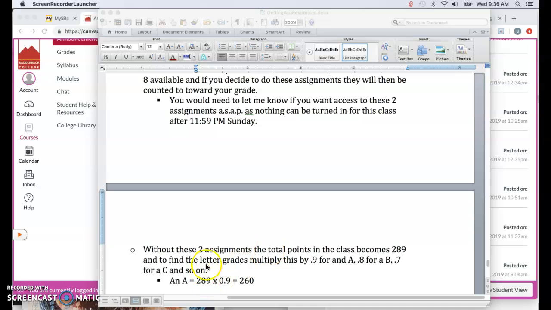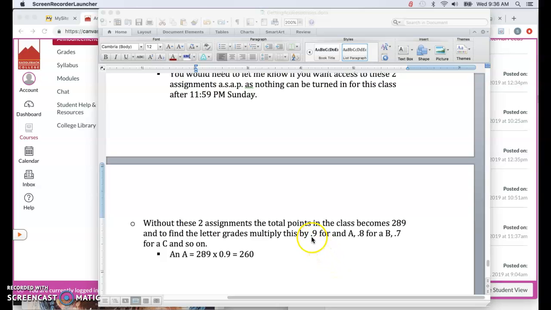So again, without these 2 assignments, the total points for the class becomes 289. To find out what the letter grades are for those, you just simply multiply that by, say, for an A, 0.9, for a B, 0.8, for a C, 0.7. So just as an example here, an A out of 289 points is 260 points. Do you really need to even worry about that? No, because Blackboard does it automatically. If you notice, the grades shown in Blackboard are in percentages, so it's already figured out for you.